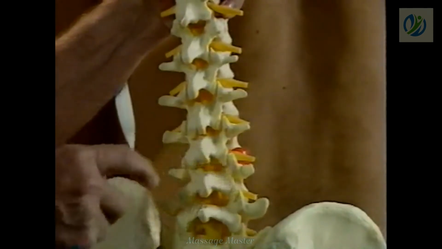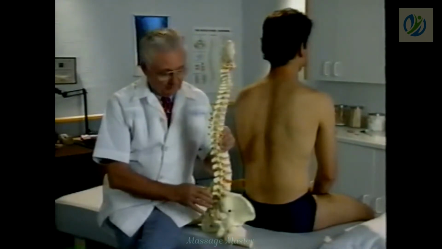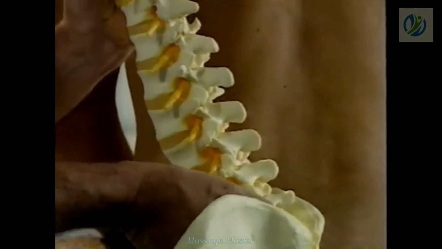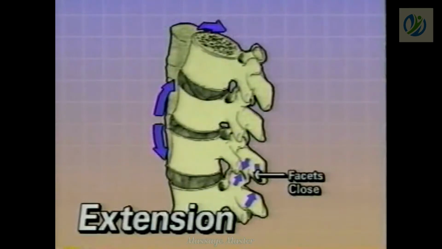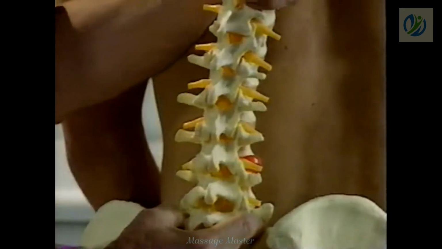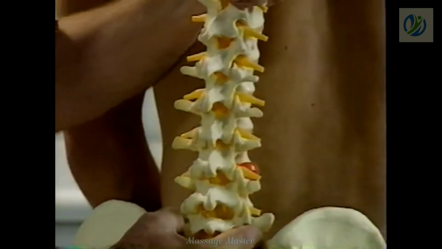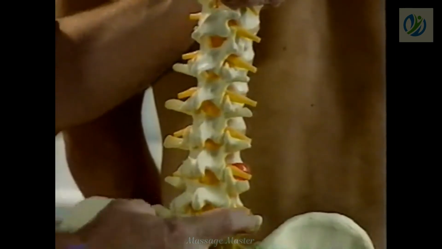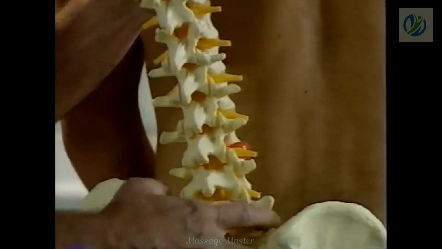Now, the orientation of the facet joints in the lumbar spine is primarily vertical, and it provides for a fair amount of flexion and extension movement. And as it flexes and extends, the facets will open and close. There is a small amount of side bending movement in the lumbar spine. Again, as each of the facets move together in right side bending, the right facet will close and the left facet will open, and in left side bending, the left facet will close and the right will open.